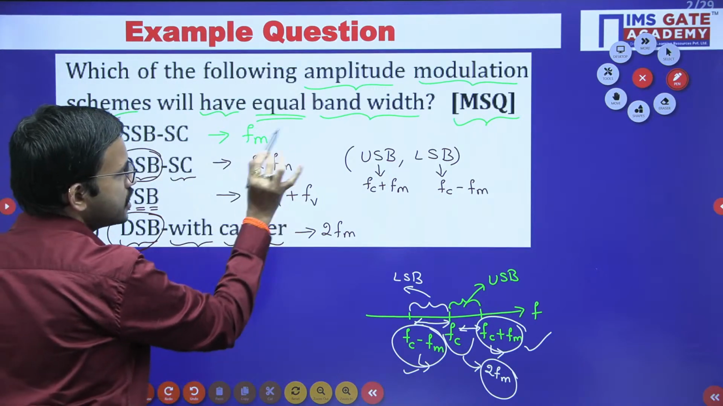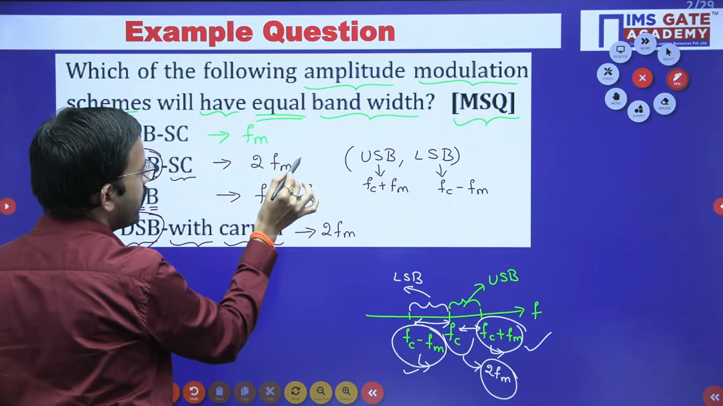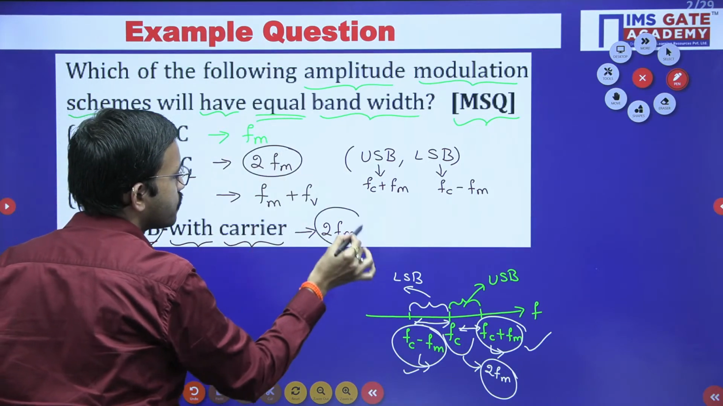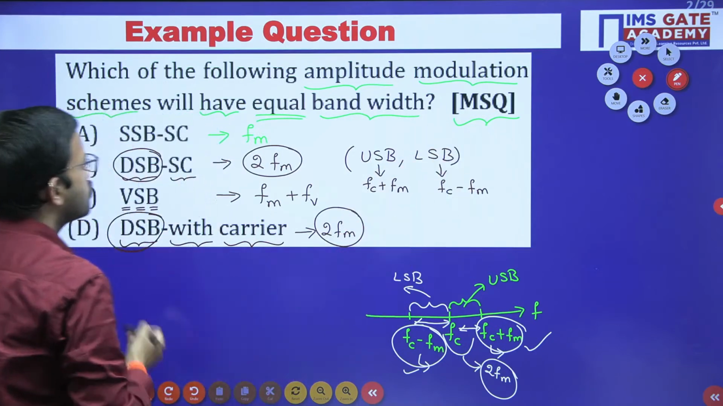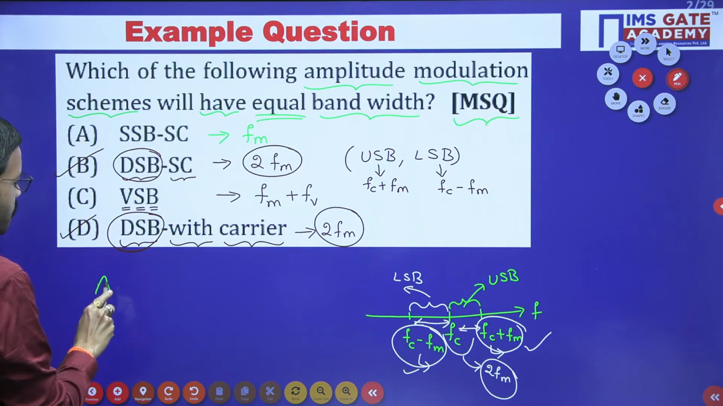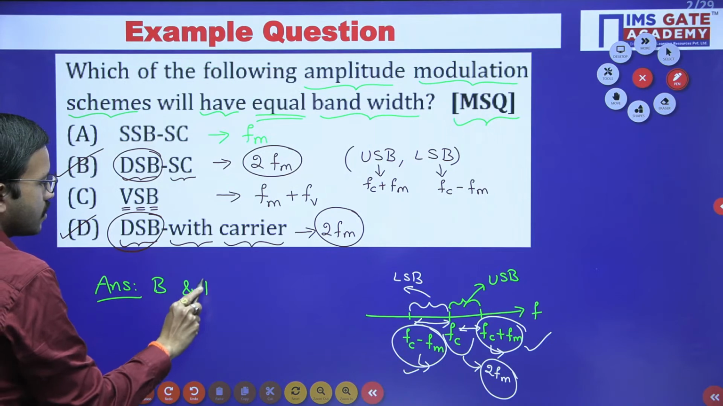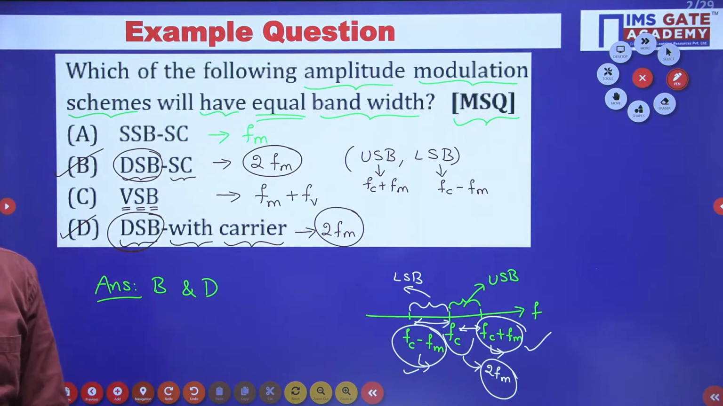So here the question is, among these four modulation techniques, whichever have equal bandwidth, those are the correct options. This is an MSQ question, so either one option or more than one option can be correct. For this question, two choices are correct, option B and option D. Next question, all of you give a try.